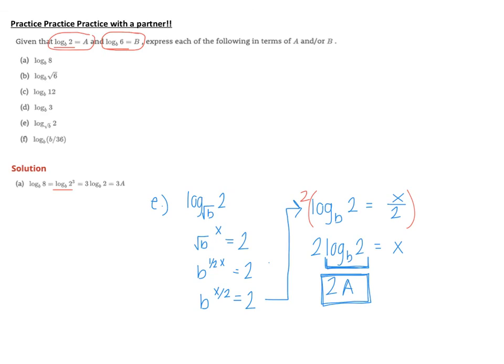Again, your goal is to always have log base b of 2 or log base b of 6. I'm going to leave F as well for you to try that. My hint to you, use those properties. If you want some extra credit, get those done. We'll check them in class, and I'll see you soon.